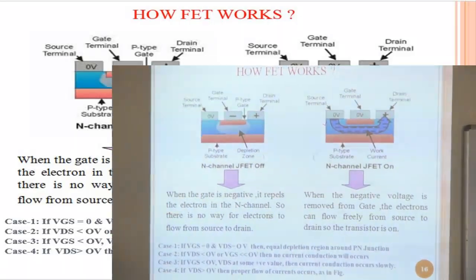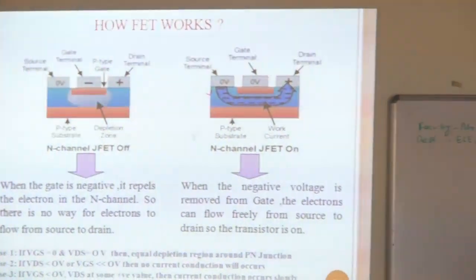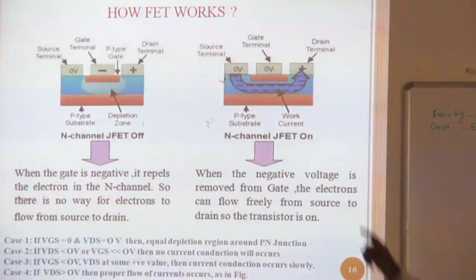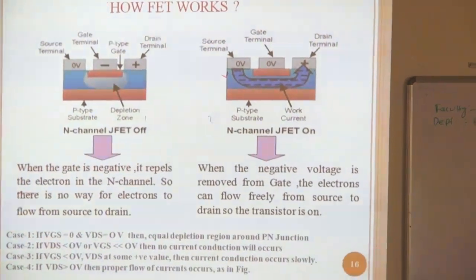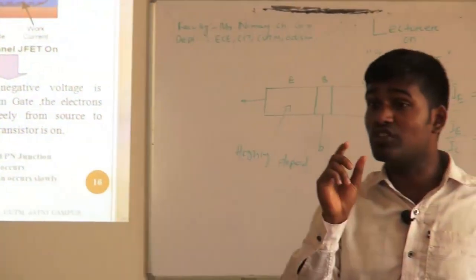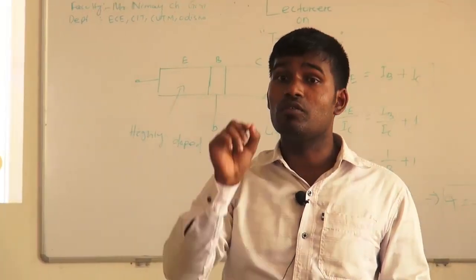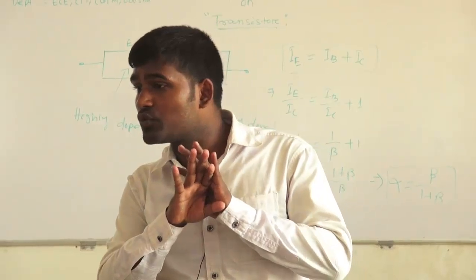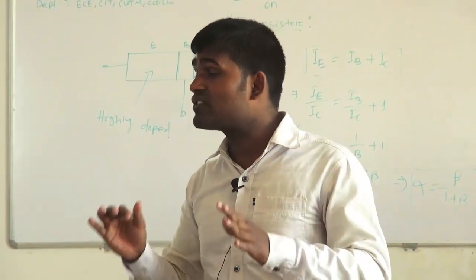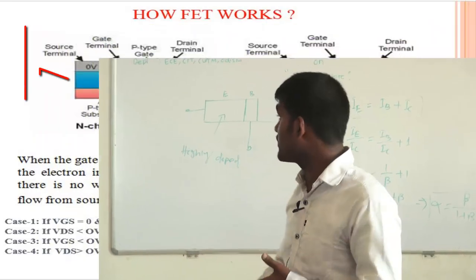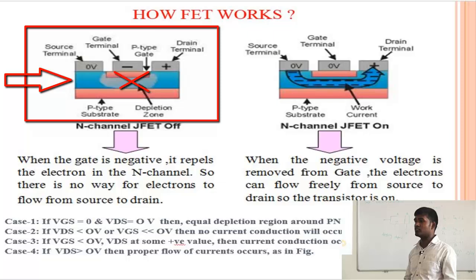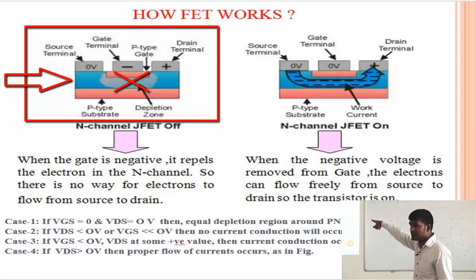Next, how FET works. In the initial case, meaning the off case, there are no electrons flowing through the circuit. Mind it, you have to make the gate terminal minimum voltage, 0 volt or positive voltage. If the gate voltage is negative, no current conduction will occur, only the depletion layer will increase. In the first case, you can see the depletion zone increases, but no current conduction will occur if the gate value is negative.